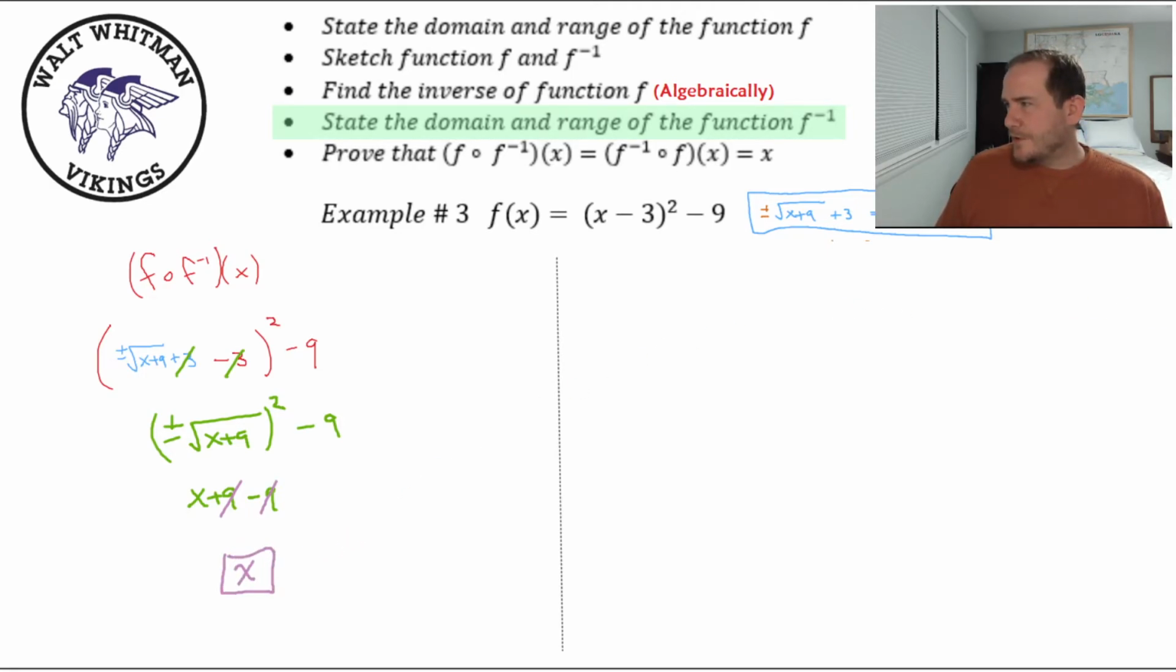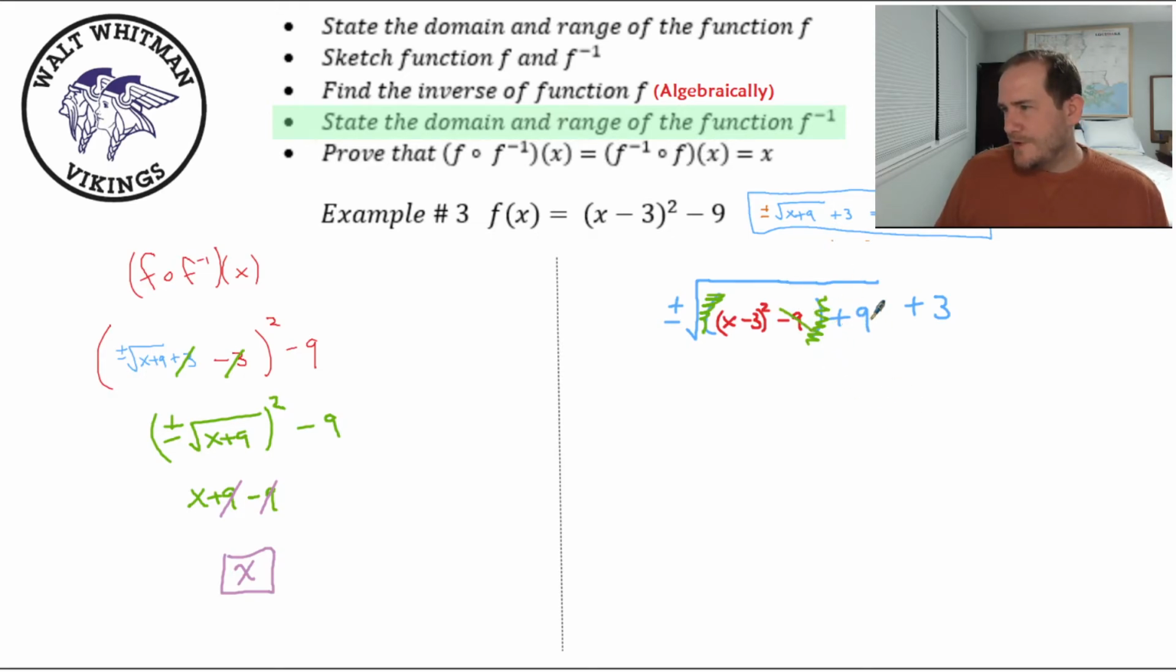Now we do it in the other order. So this time the outer function is this radical function, so we'll get plus or minus square root of x plus 9 with a plus 3 on the outside. I'll open the parentheses, I guess. Inside of the parentheses goes the entire original function, x minus 3 all squared minus 9. Again, we said these parentheses here were really just placeholders. You can take them away.